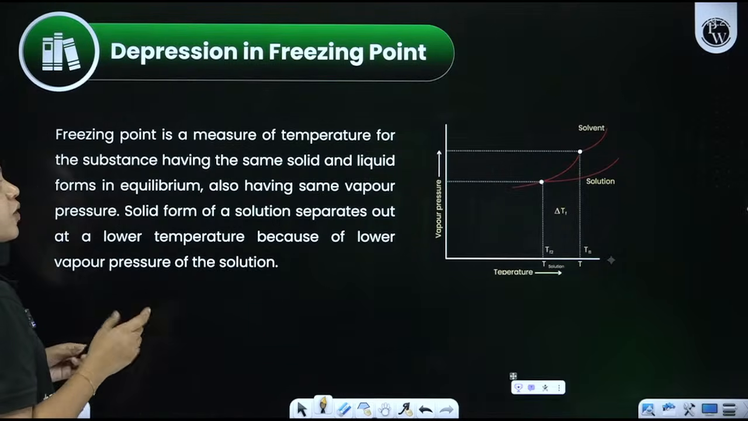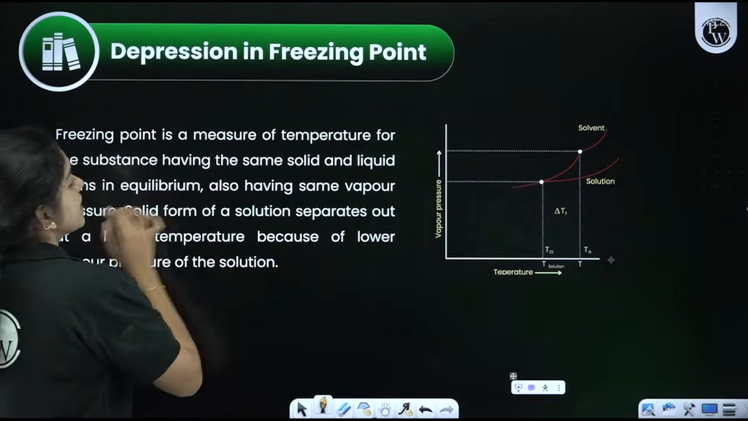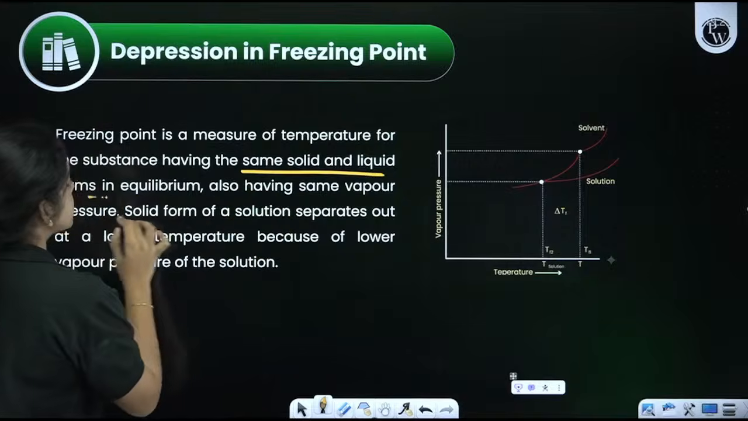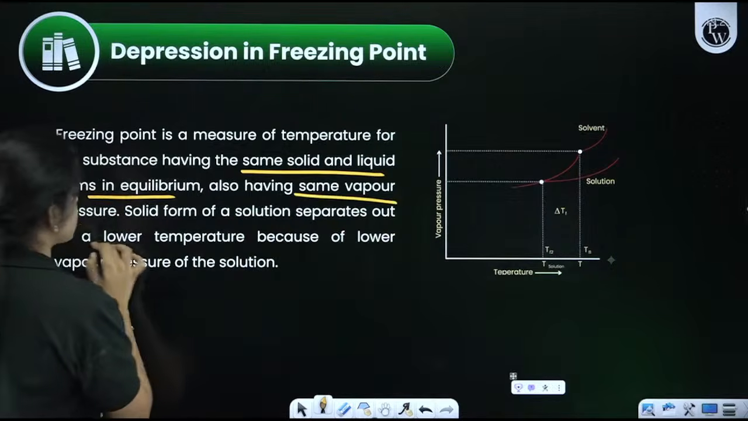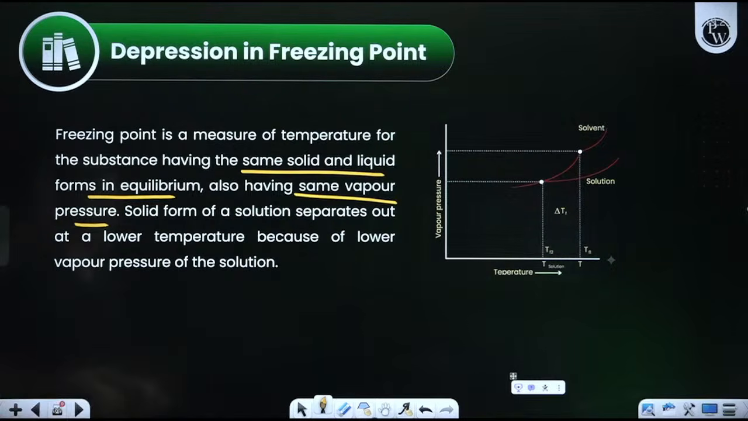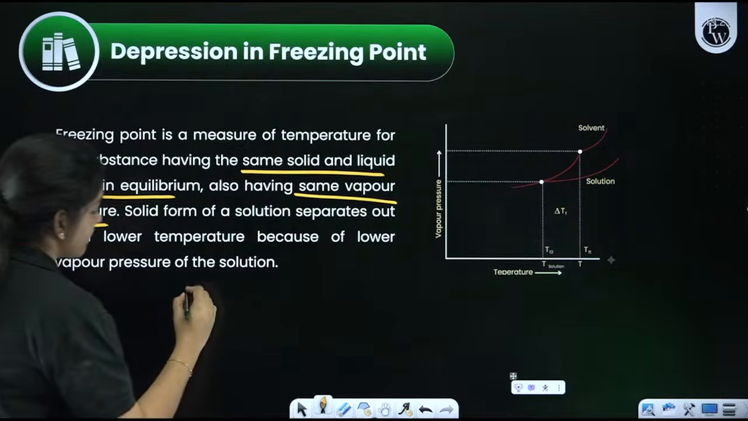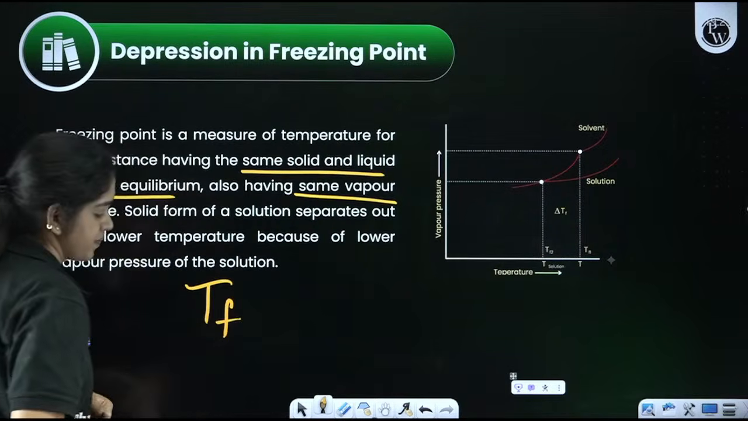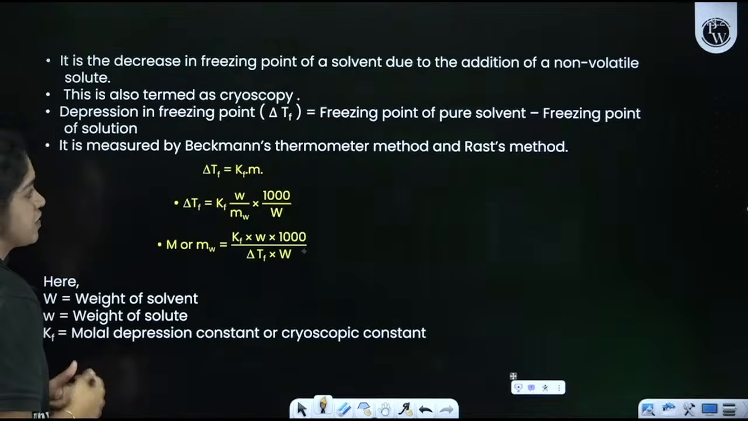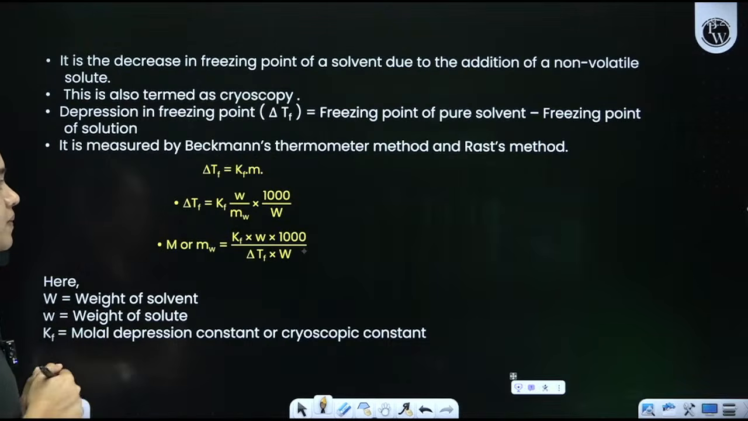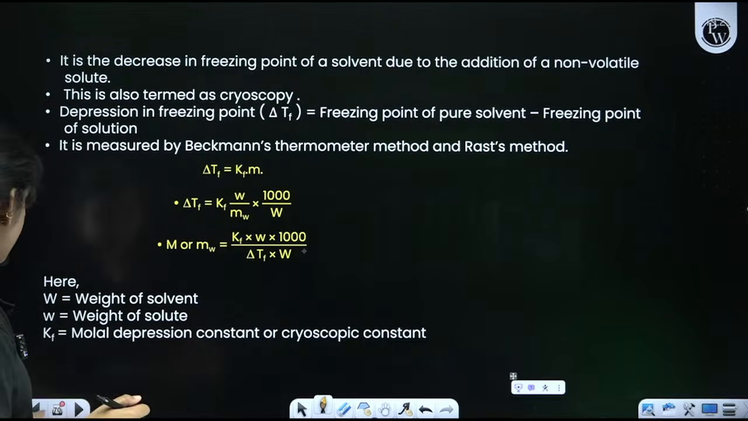So what is freezing point? Freezing point is where solid and liquid form an equilibrium having the same vapor pressure. Okay. So which will have the higher freezing point? Can anyone tell? We can denote freezing point like TF. The pure solvent should have the more freezing point.